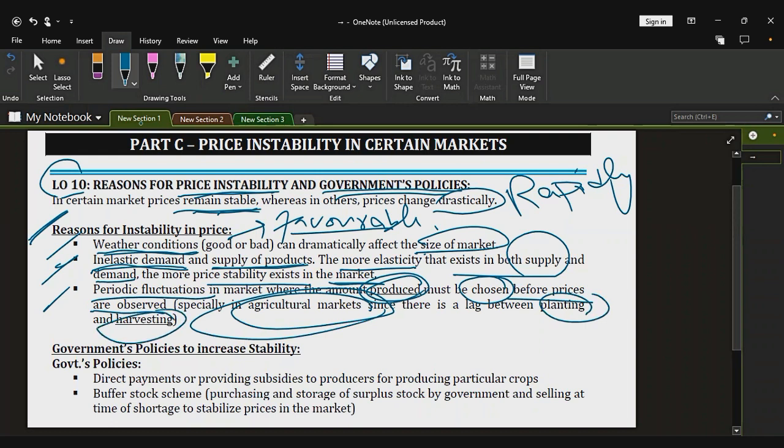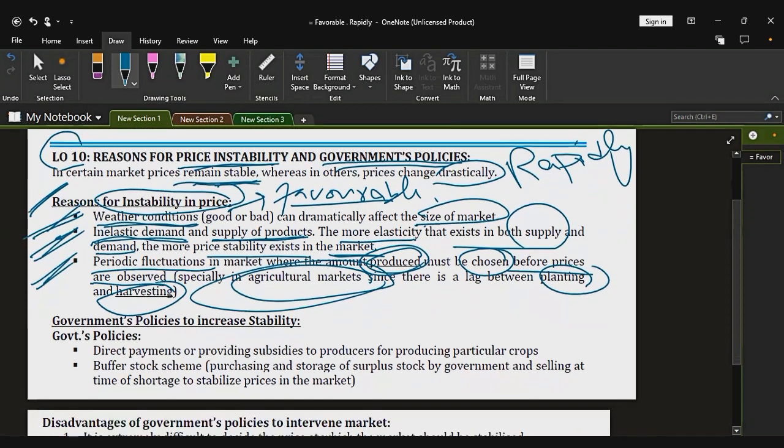So these are the common 3 points that are observed in the market where there is a high level of price instability. First is the favorable and unfavorable weather conditions. Second is demand and supply elasticity of the product. And third is periodic fluctuation.